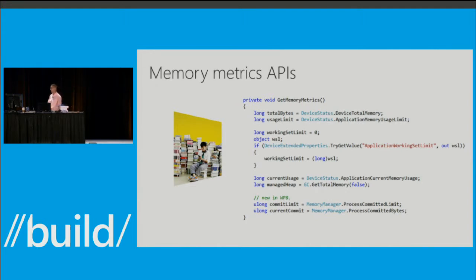So in Windows Phone 8, we introduced things like the memory manager class to try and provide more structure to this arbitrary information. So the memory manager process committed limit is exactly the same as the device status application memory usage limit. It always gives you exactly the same number. And the process committed bytes is always exactly the same as the application current memory usage. You use either. And going forwards, we'd like you to use the memory manager, but it's 8 only.